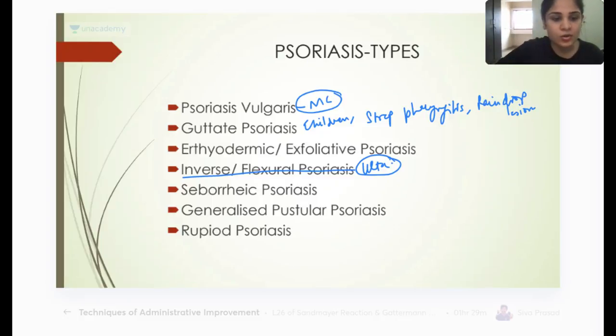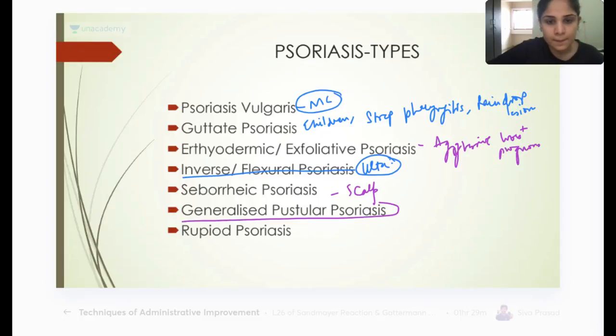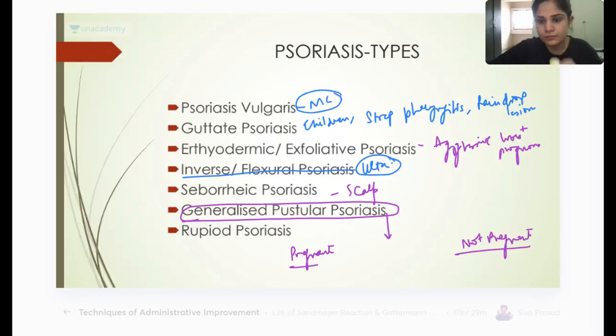Okay, next one. The next question that they ask is, this seborrheic psoriasis is the one that will be present on the scalp. The most aggressive type of psoriasis is your erythrodermic or exfoliative psoriasis, and this has the worst prognosis. Now, there is one question that they ask. Generalized pustular psoriasis has two names. Pustular means it's getting secondarily infected, correct? So if the patient is pregnant, what is the name of the disease? And if the patient is not pregnant, what is the name of generalized pustular psoriasis? There is a name for the disease.